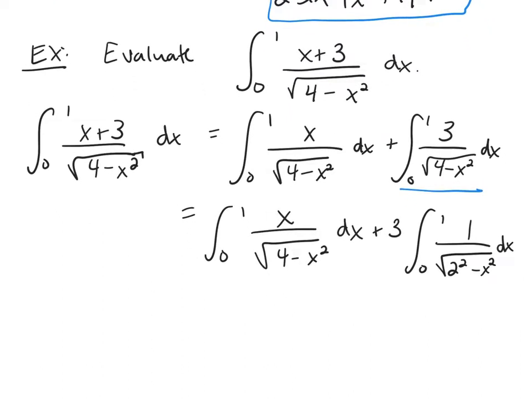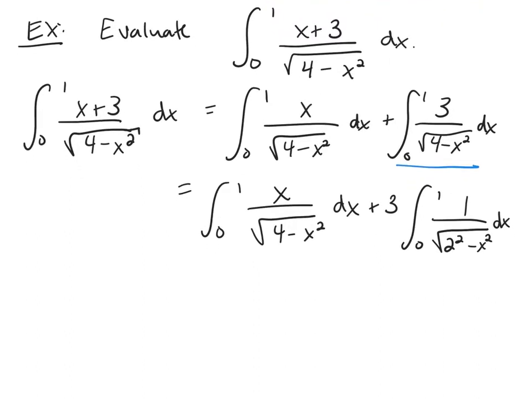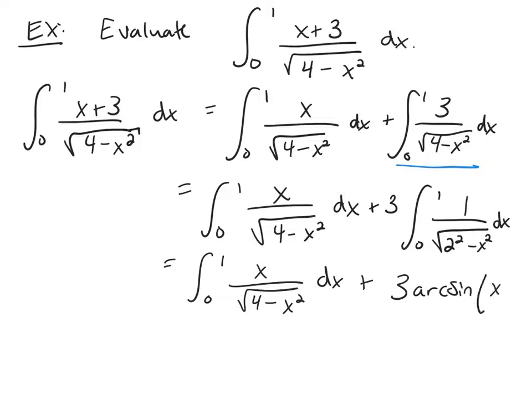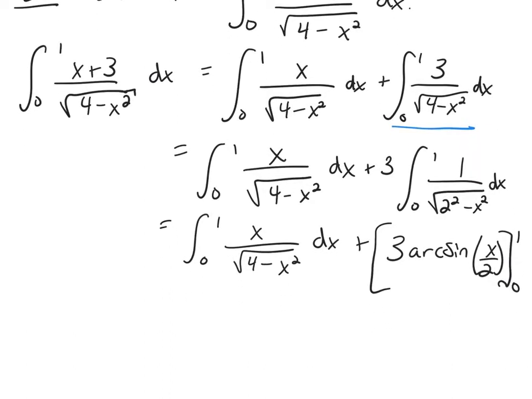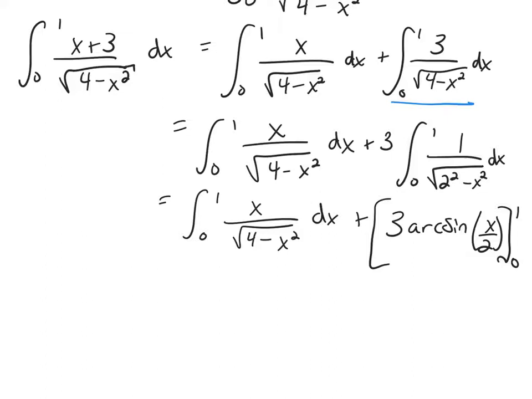So now, if I look at my inverse trig integrals, this one matches up with arc sine, where a is 2. So this becomes 3 arc sine of x over 2. All right, so we've figured out the integral for our second integral, but now we need to figure out this first integral right here.